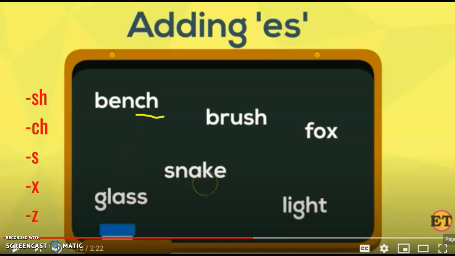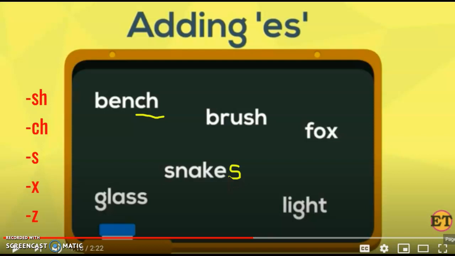The next word is snake. Snake ends in e. E is not one of our letters over here that tells us to add es. So for snake, to make it plural, we're just going to add an s to make snakes. Can you write snakes on your dry erase board?